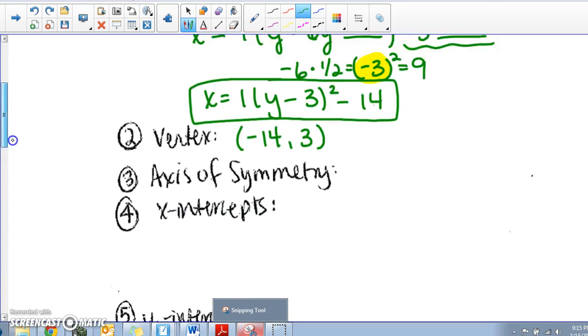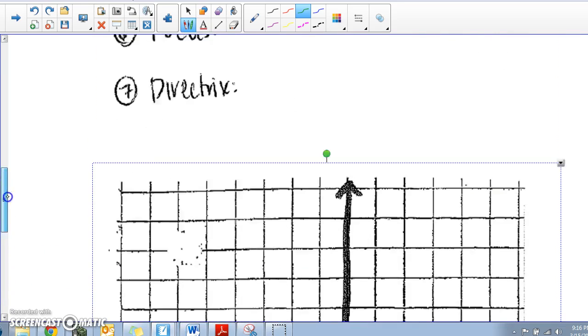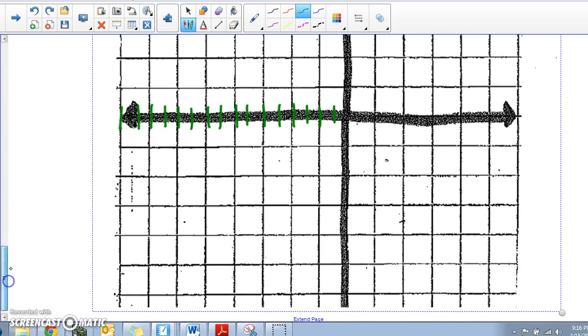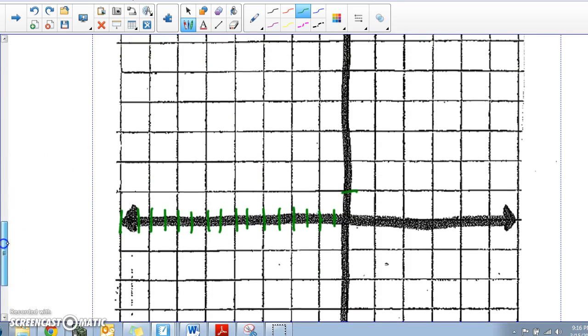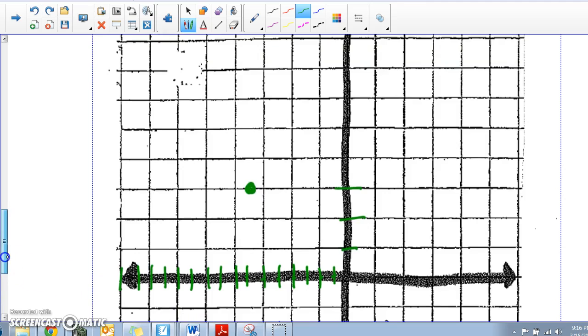So I'm going to graph that first down here. I'm going to divide these. So 2, 4, 6, 8, 10, 12, 14, and 3. So we'll just do 1, 2, 3 on this one. So 2, 4, 6, 8, 10, 12, 14, and 3. That'll be our vertex.